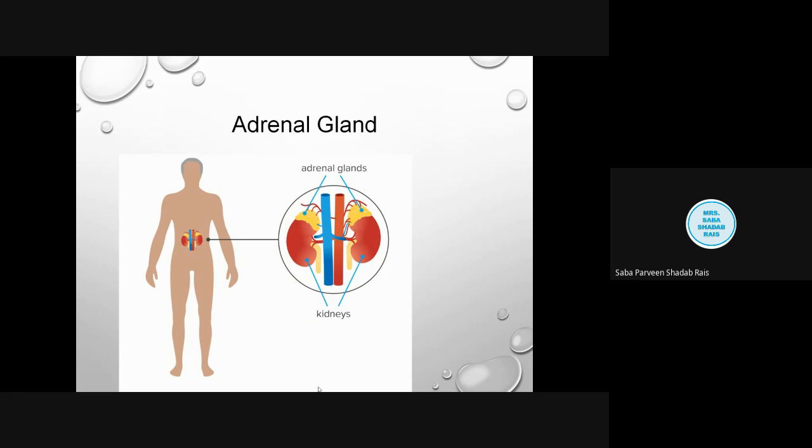The right side gland, if you observe, is triangular, but the left side gland is a bit semilunar in shape. Each gland is about 5 to 9 gram in the adult, and it decreases in size as age increases. At the time of birth, the weight is 16 to 20 times greater than the adult. Each gland consists of a peripheral part, called the cortex, and a central part, the medulla, and the two parts are structurally, embryologically, and functionally totally different.